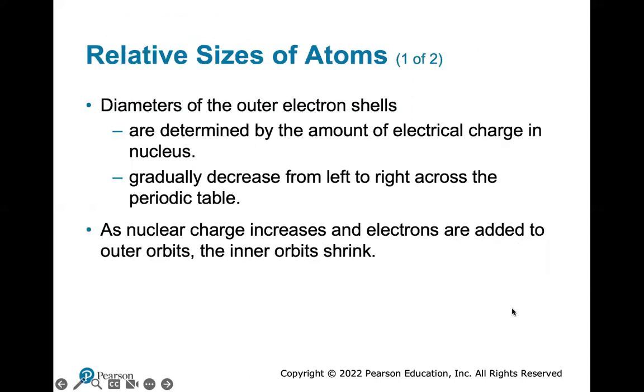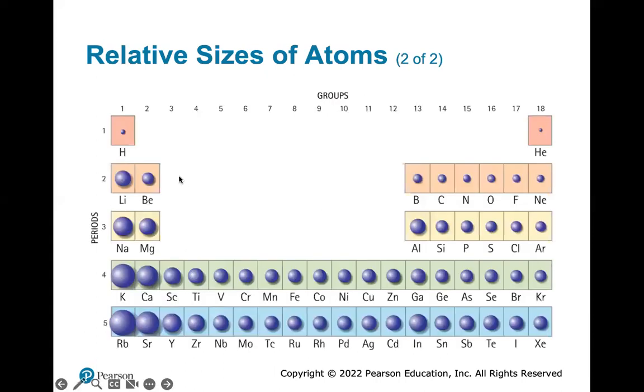And let's go. The diameters of the outer shells are determined by the amount of electrical charge in the nucleus. They gradually decrease from left to right across the periodic table. As the nuclear charge increases and electrons are added to the outer orbits, the inner orbits shrink. And we can see that here. This one only has one electron in its orbit, and as you keep adding electrons, it shrinks on this particular row.